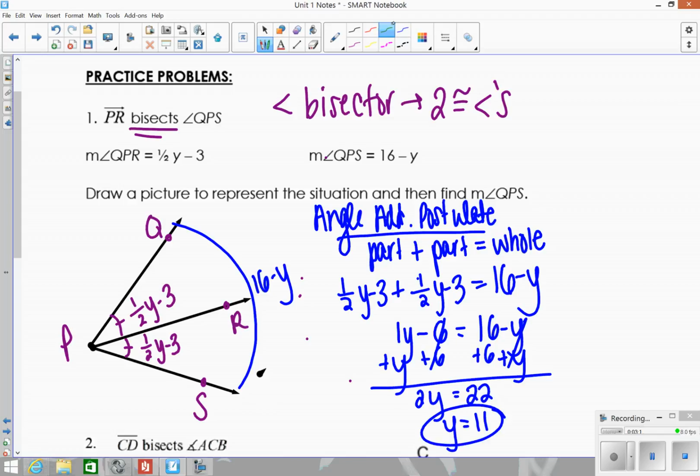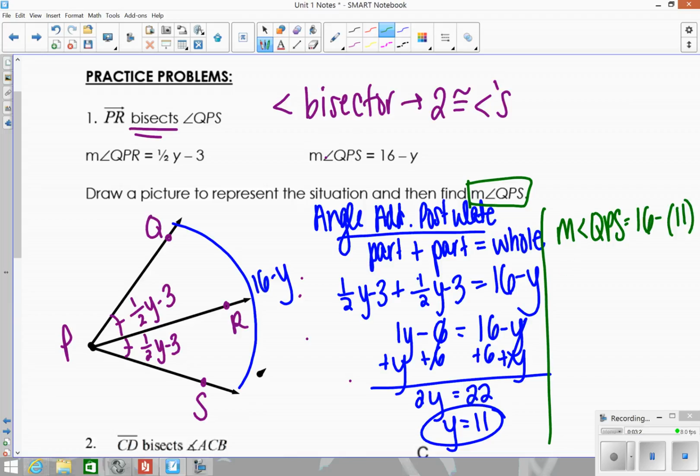But now the question asks you to find the measure of angle QPS. So off to the side here, I'm going to find the measure of angle QPS, which is the entire angle. So I'm going to plug in for y. The measure of angle QPS will be 16 minus 11, so it'll equal 5 degrees, which doesn't seem like the picture is drawn to scale, but you don't know what your angle measure is going to be until you solve the problem, so you don't need to worry about your pictures being drawn to scale.